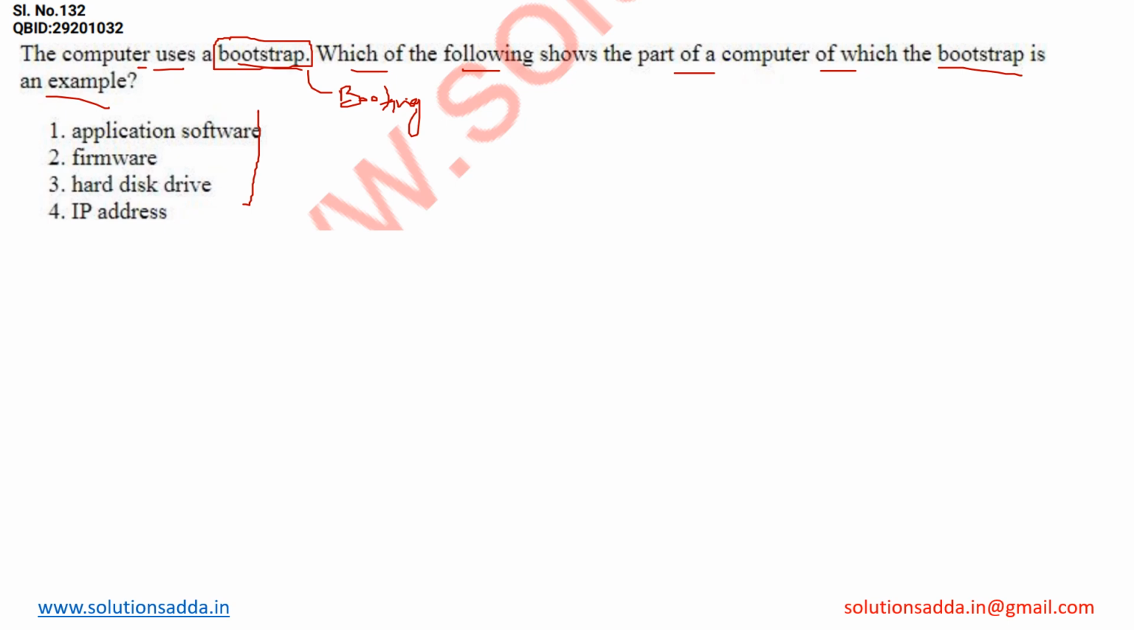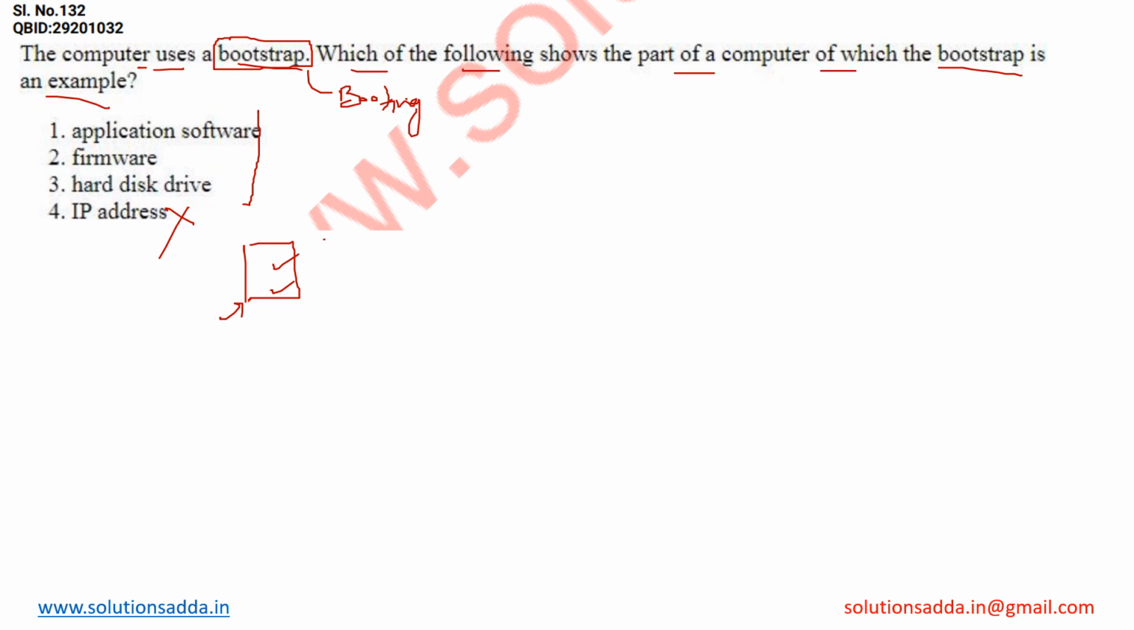Application software, firmware, hard disk drive, IP address. With these options, you can directly eliminate the IP address because you know an IP address is something which can uniquely identify any device. In a computer network, there are several devices and you can identify each device with their unique IP address. So you can eliminate this option. It is not related to the booting process.